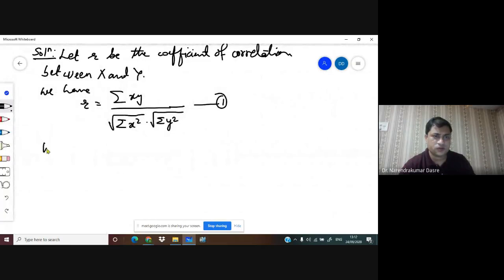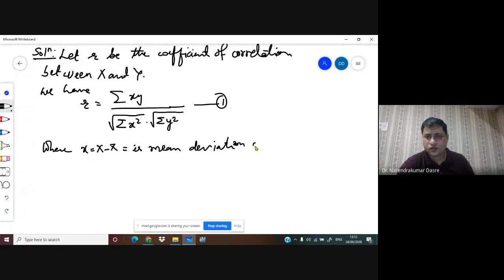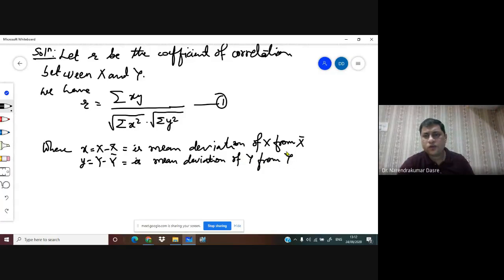where this small x is x minus x bar, is the mean deviation of x from x bar. Small y is equal to y minus y bar, is the mean deviation of y from y bar. Okay, what is x bar here?